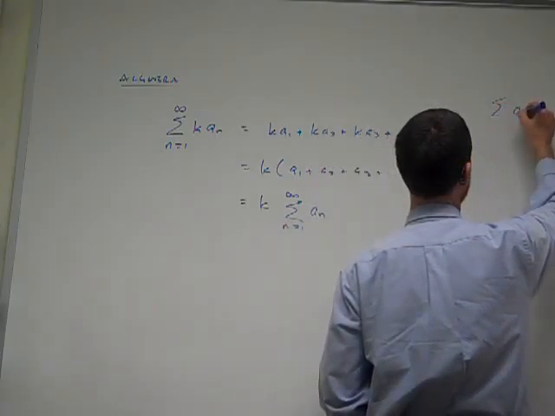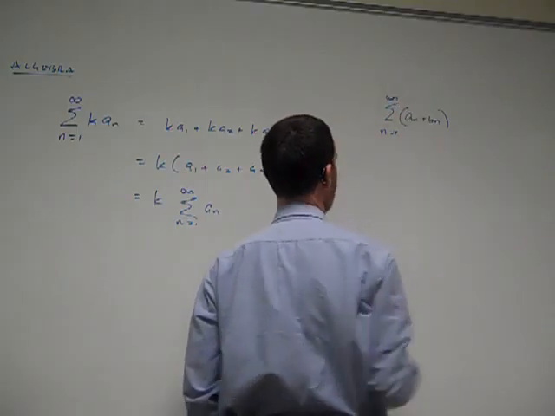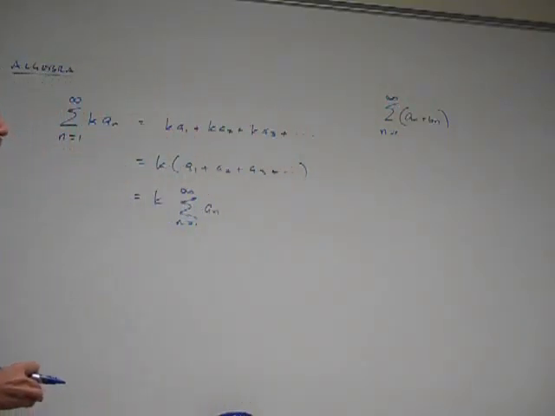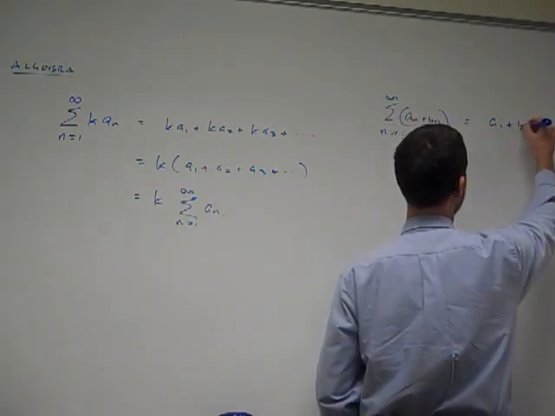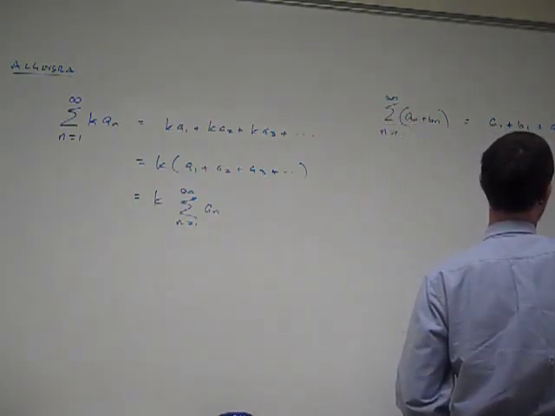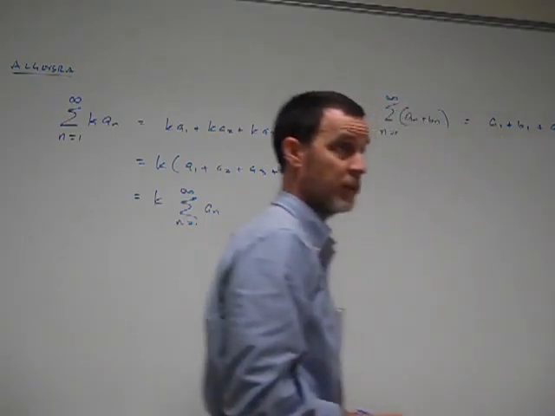And what can we do with that one? Take the N out. Yeah. How do we do that? We've got A1 plus B1 plus A2 plus B2 plus C. What can we do with that one?